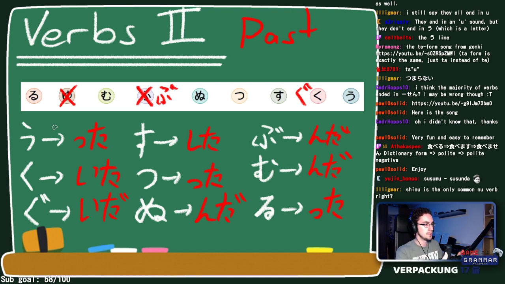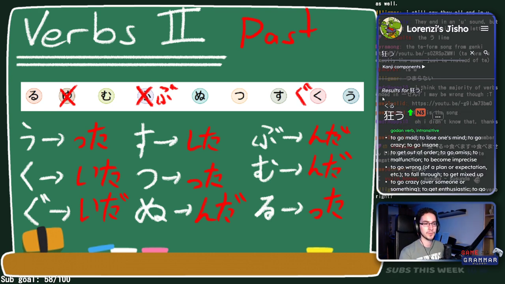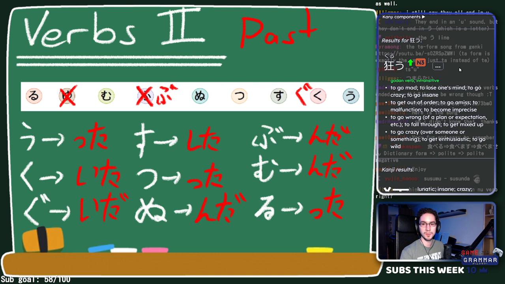For example, u would be something like a fancy word, like kuru. Kuru means to go crazy, to lose your mind. Kuru just happens to end in u, so that works for our purposes. Kuru, so it would be kurutta, past tense, kurutta.